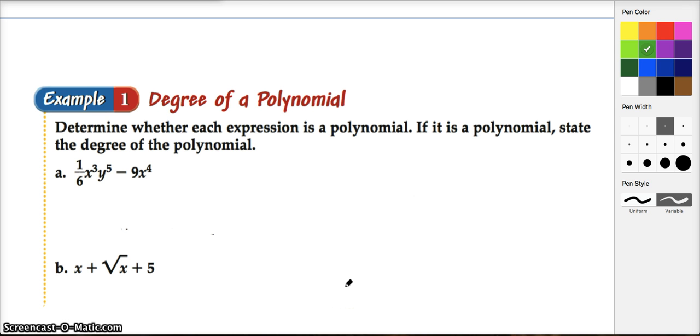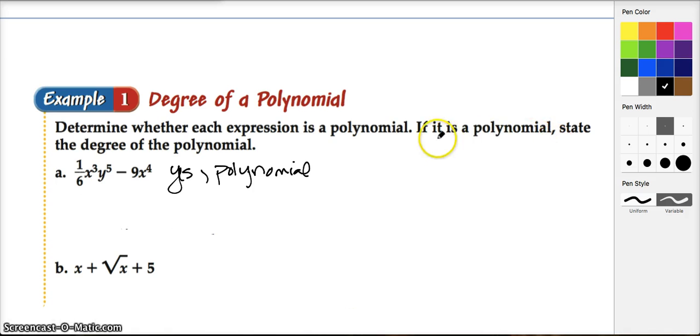example number one. It says determine whether each expression is a polynomial. If it is a polynomial, state the degree of the polynomial. Okay, so remember a polynomial is two or more monomials being added or subtracted together. This is a monomial, this is a monomial, and I'm going with yeah, you, my friend, are a polynomial. So I'm going to write yes, polynomial. Got a polynomial here. Yes, this is a polynomial.